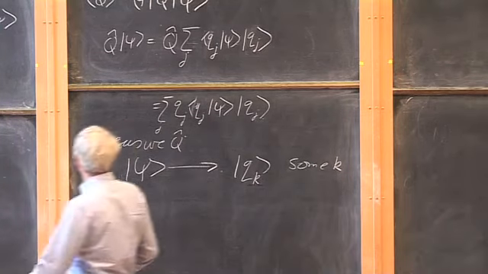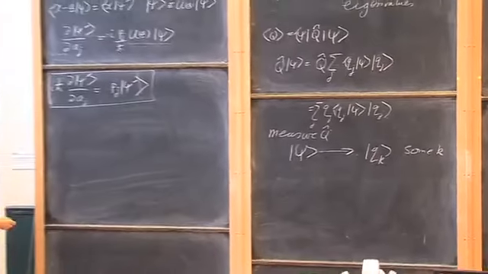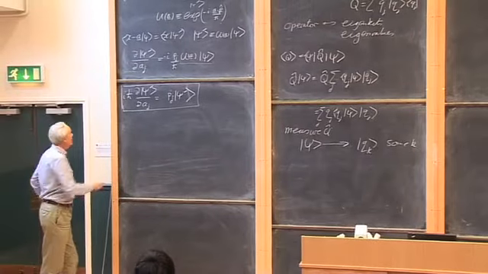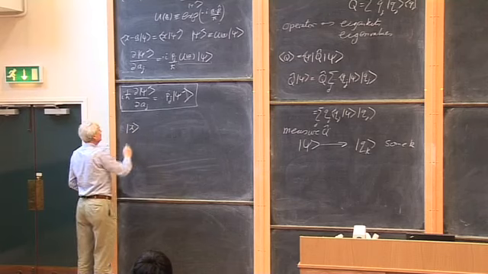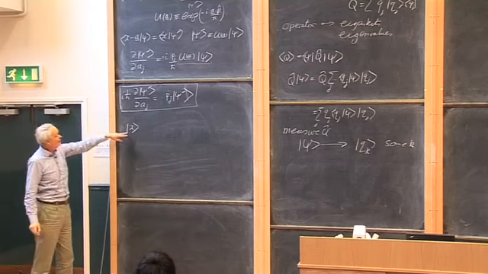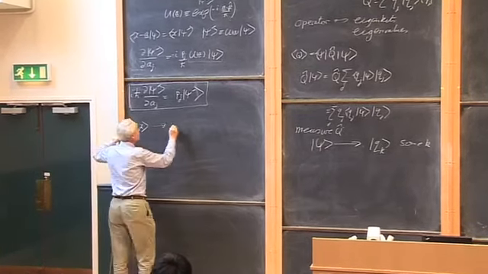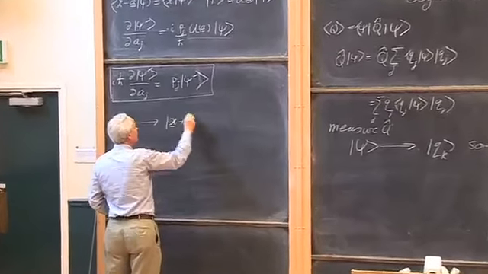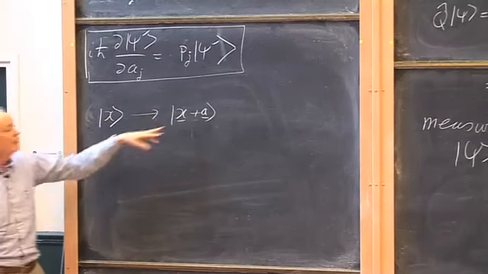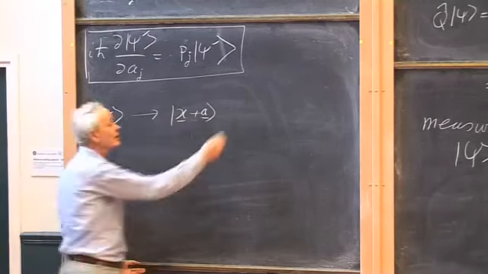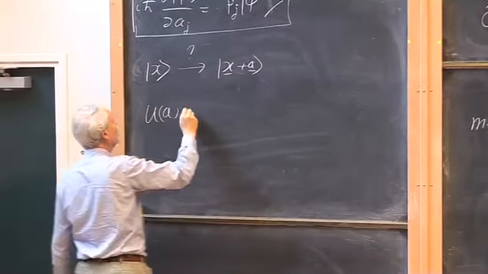Let's, for a piece of practice, check this out on this state. Let's, for fun, apply UA to this state, which is the state of definitely being at x, and make sure that we can produce x plus a, the state of being at x plus a. Because if you take the state x and you displace it by a, you must have this state, right? Let's make sure that this is the case. So what we want to do is use UA on x.